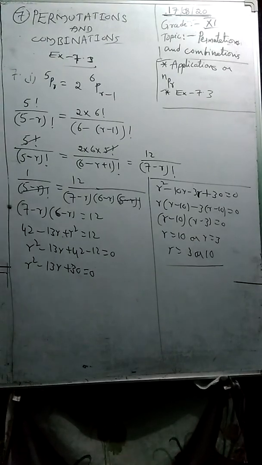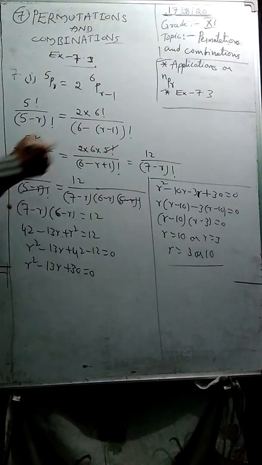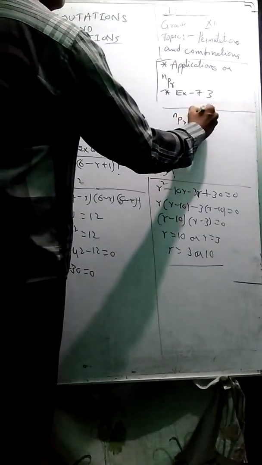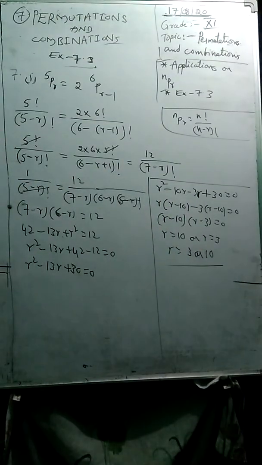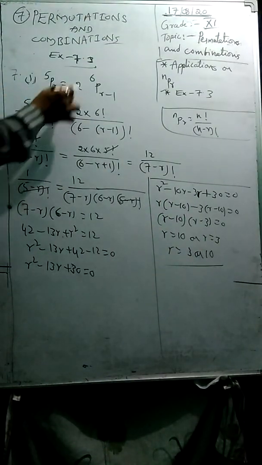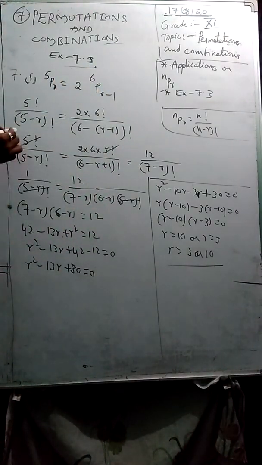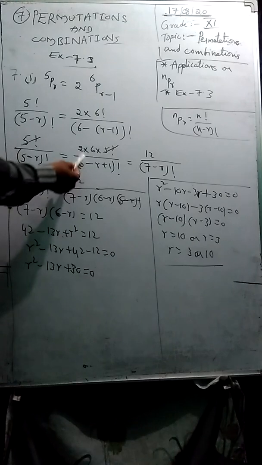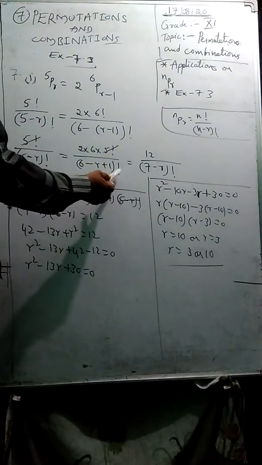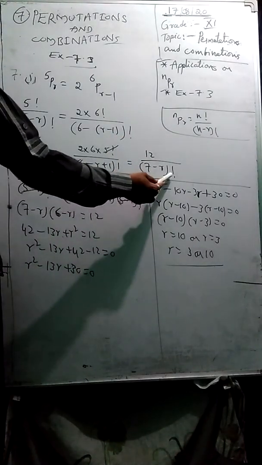Here one problem is given: if 5Pr equals 2 into 6P(r minus 1), then find r. Let us apply the formula nPr equals n factorial by (n minus r) factorial. According to that formula, 5 factorial by (5 minus r) factorial equals 2 into 6 factorial by (6 minus (r minus 1)) factorial. Then we can write 2 into 6 factorial as 12 into 5 factorial. 5 factorial cancels. We can write 12 by (7 minus r) factorial.